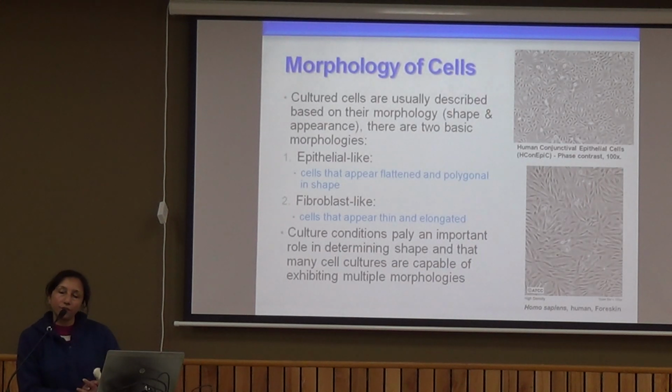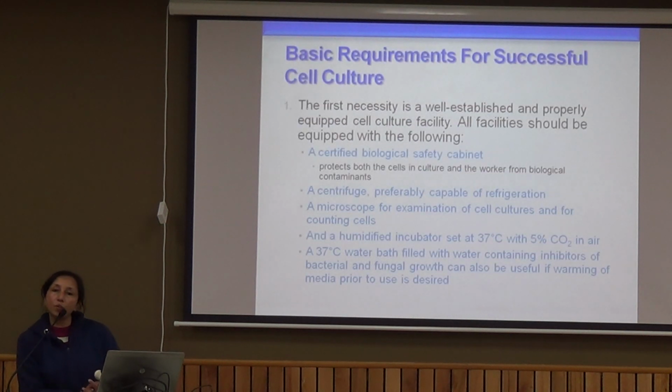What is the morphology of cells? Cultured cells are usually described based on their morphology, shape and appearance. Now there are two basic morphologies. Epithelial-like, that is, cells that appear flattened and polygonal in shape. The second is fibroblast-like, cells that appear thin and elongated. The culture conditions play an important role in determining shape, and many cell cultures are capable of exhibiting multiple morphologies.